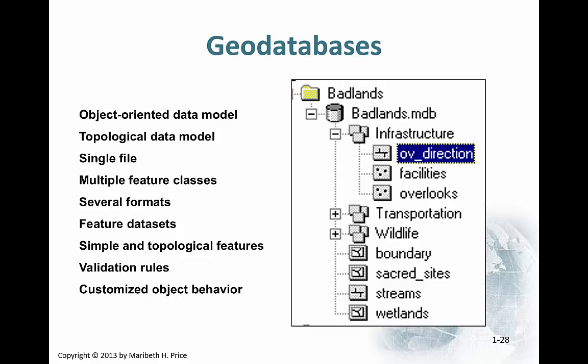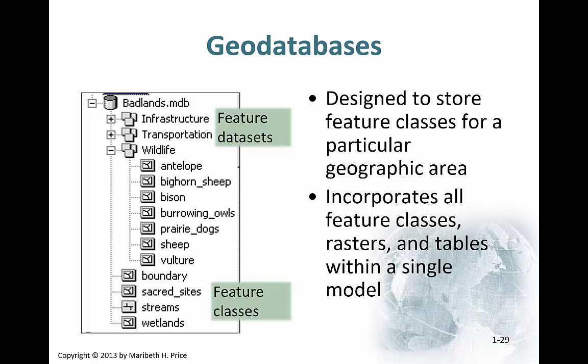Geodatabases are composed of a single file capable of storing multiple feature classes. Feature data sets within a geodatabase are used to group related feature classes. Here, the wildlife feature data set includes the antelope, bighorn sheep, bison, burrowing owls, prairie dogs, sheep, and vulture feature classes.